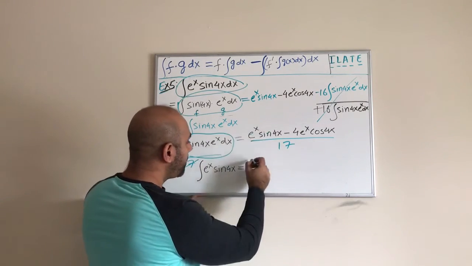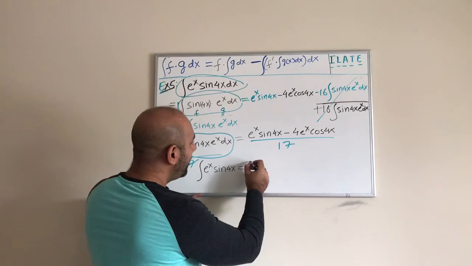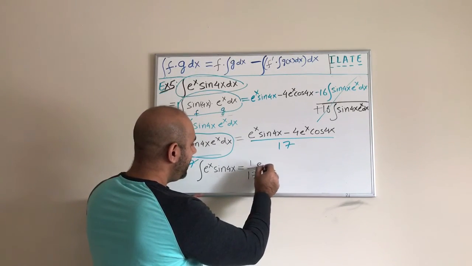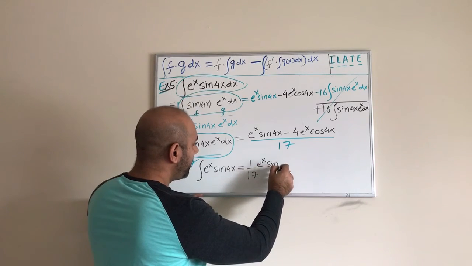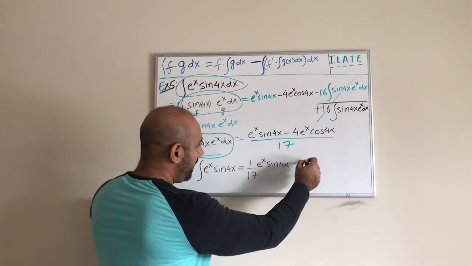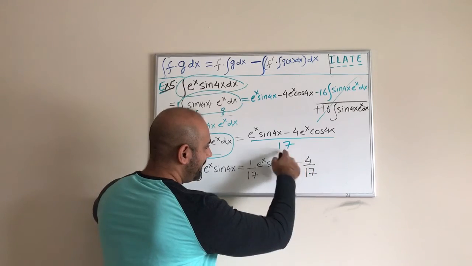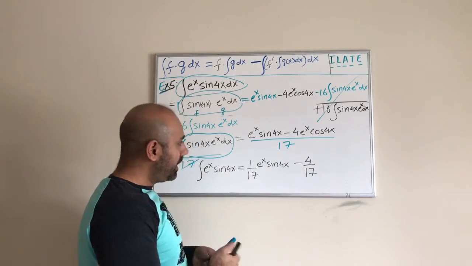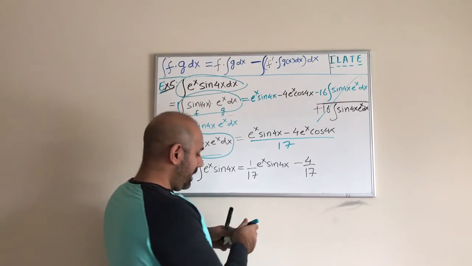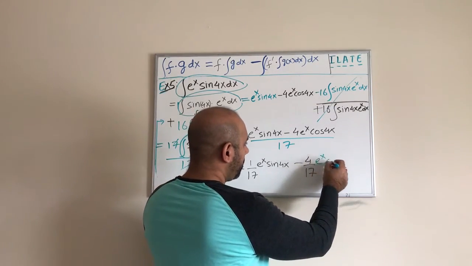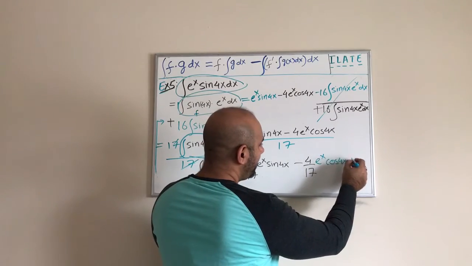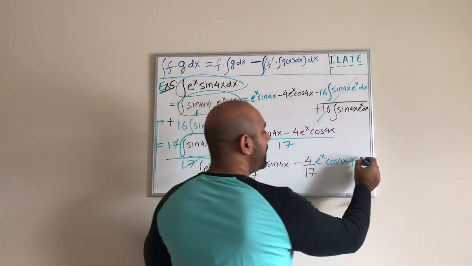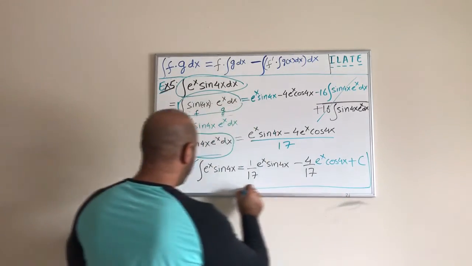this finally is equal to, if you like, you can break it down. Guys, you can leave it like that, that is fine, or you can break it down as 1 over 17 e to the x sine 4x, and then minus 4 over 17, because this 17 divides the first term as well as the second term. So 4 over 17 e to the x cosine 4x, and since this is still an indefinite integral, I have to have a plus constant of integration.